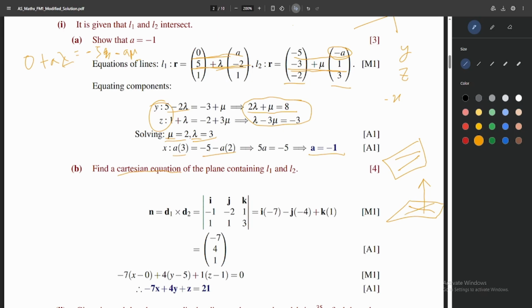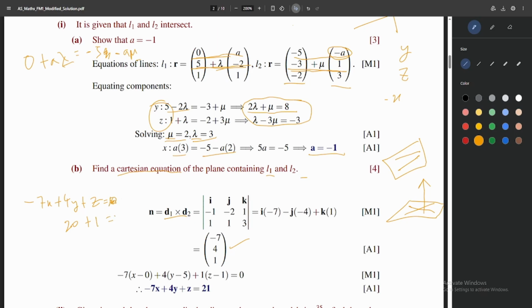So that's what we do here. We find the cross product of these two lines, where d1 and d2 are the direction vectors. Over here we find the cross product and get minus 7x plus 4y plus z, and then we simply use one of the points. Over here we have (0, 5, 1), so we substitute this point into this. Minus 7 into 0 is 0, 4 into 5 is 20, plus z is 1, so it equals 21.